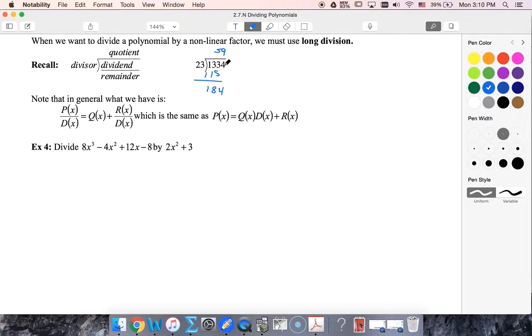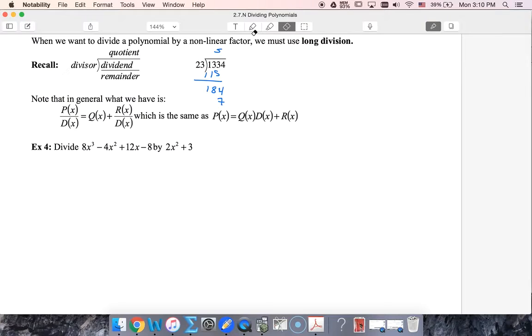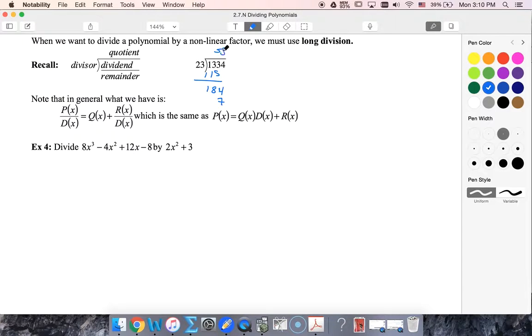So let's test that out. So then I'd get 27, carry a 2. That's too big. All right, so let's try 8. So then I'd get 24, and then we would carry a 2, and we would get exactly 184. So I now subtract, and my remainder is 0. So I can say that 1,334 divided by 23 is exactly 58.